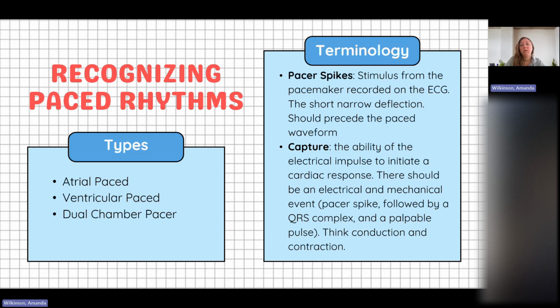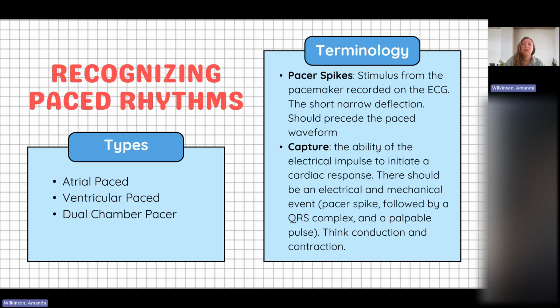So there are three main types of pace rhythms. We have our atrial paced, where the pacemaker stimulates the atria. Our ventricular paced, where only the ventricles are paced. And then we have dual chamber pacers, which pace both the atria and the ventricles.